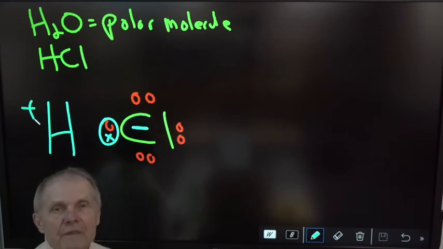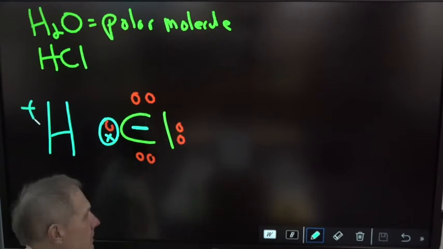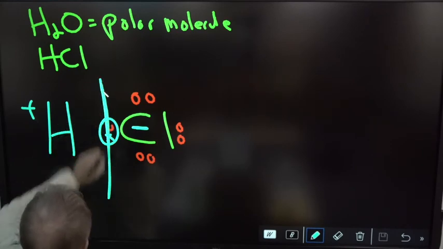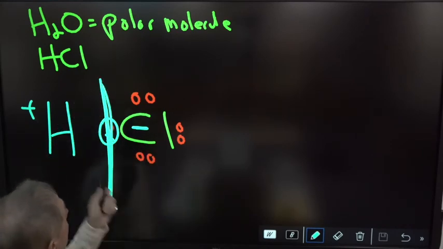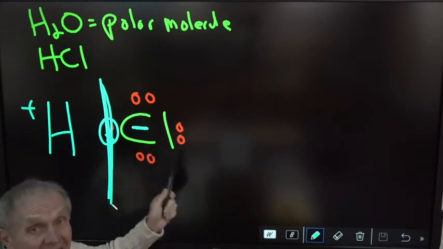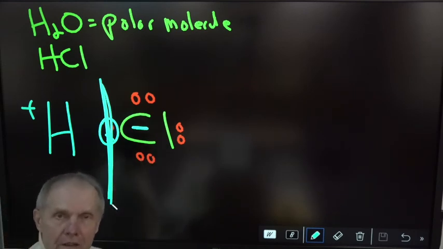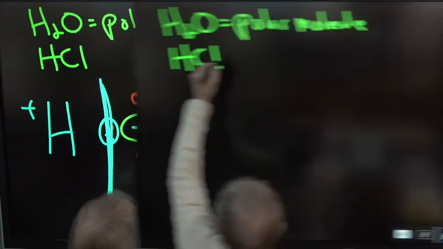And now let's see if it's symmetrical or asymmetrical. Well, if I cut it like this, does that side look like that side? No. So HCl is asymmetrical, which means it's a polar molecule.